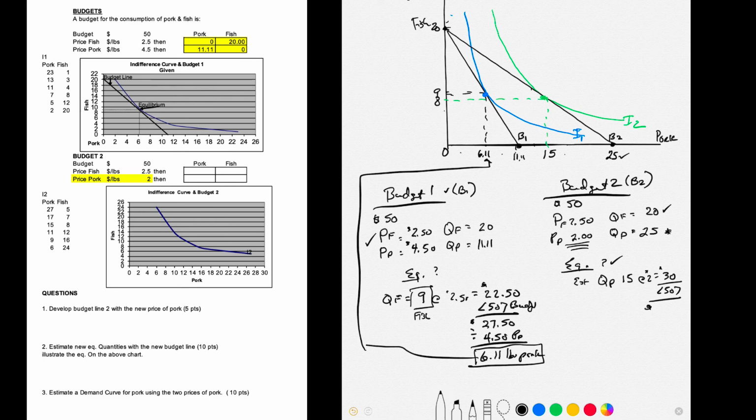Well, now this is $2, so that's $30. You've got a $50 budget, so you've got $20 left again. And the $20 left could be spent, in this case, on fish, and it's $2.50. And so that gives us 8 pounds of fish that we could buy.